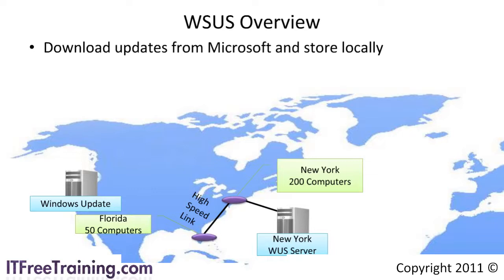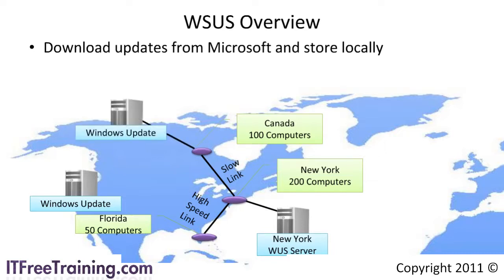In some cases, it makes more sense for the WSUS server to access the Windows Update server directly. Consider this. The company has a large office of 100 computers in Canada. The link back to the main office is a slow WAN link. However, the office in Canada has its own high-speed internet link. In this case, it makes more sense for the WSUS server at this location to get its updates directly from a local Windows Update server if one is available, rather than via the slower office WAN link.